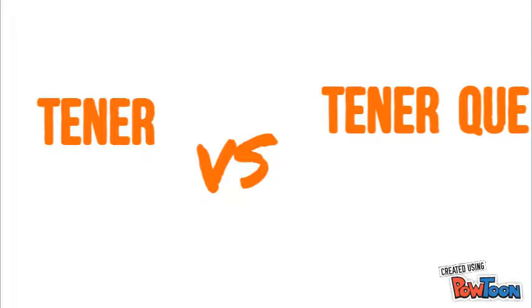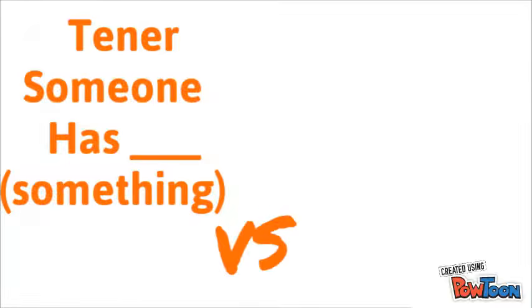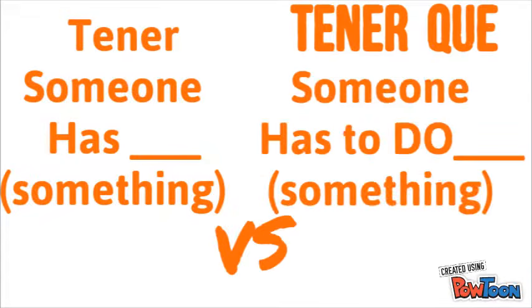Now we're going to learn about when to use tener and when to use tener que. We use just tener when someone has something, like I have Spanish class or she has papers. We use tener que when someone has to do something, like we have to study, I have to read, you have to work.